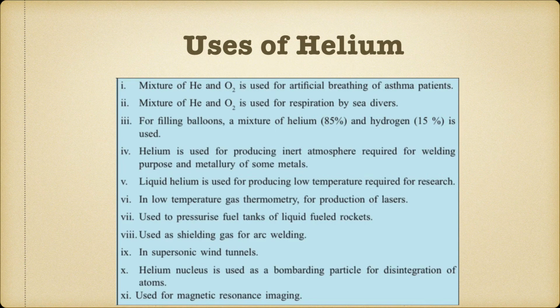Okay. Next, we are going to learn the uses of group 18 elements, that too for helium, argon and neon. Okay, so you don't have reactions to learn in this. So hopefully you know the elements present in group 18, that is helium, neon, argon, krypton, xenon and radon. Okay, so now we'll start with the uses of helium. The first use is a mixture of helium and oxygen is used for artificial breathing of asthma patients.